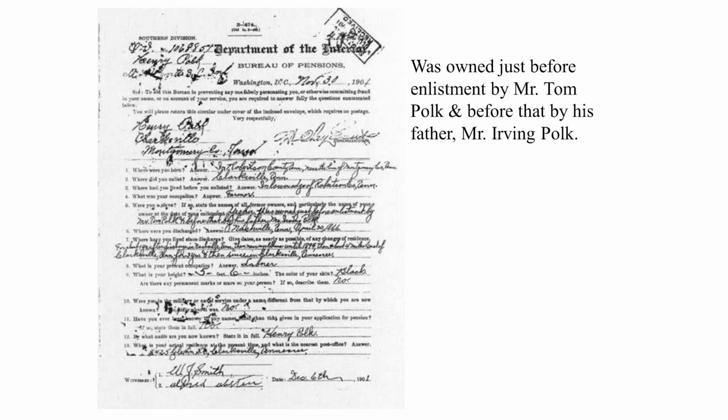He was owned just before enlistment by Tom Polk, and before that by Mr. Irving Polk. Okay, Polk names should stand out because Irving Polk is the first cousin of President Polk. That's still buried over there, okay? And so again, the family, the information that we get in regard to that information.